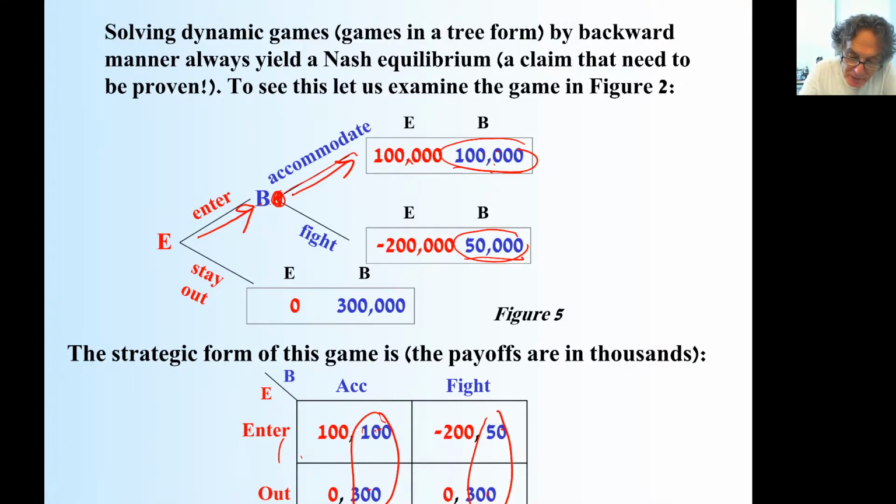Therefore, the only sensible strategy for B is to accommodate, and E knows it, and then should say, should I go for 100 or the 0? So clearly, this is the perfect one. Again, I refer to perfect as the equilibrium obtained by backward induction, and this is another equilibrium which is nonsensible. So every time, the backward induction equilibrium will be the sensible one and the other the nonsensible one.